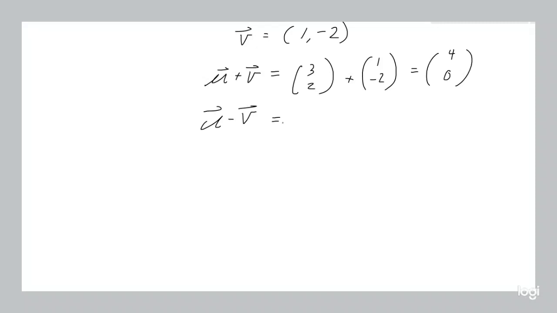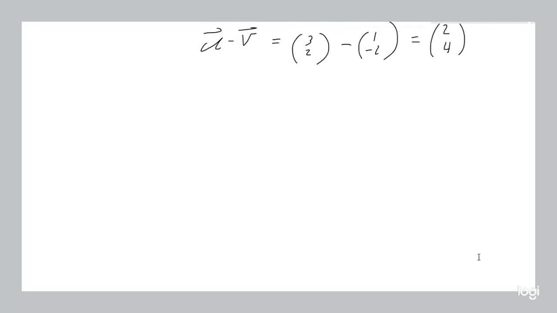Now, if we want to subtract vectors, same process, right? You're just subtracting the components. So (3, 2) minus (1, -2). Well, 3 minus 1 is 2, and 2 minus negative 2 is 2 plus 2, which is 4. Okay, and that's adding and subtracting vectors. Now, this has a particular geometrical representation. So let's take our vectors (3, 2) and (1, -2) and plot them.